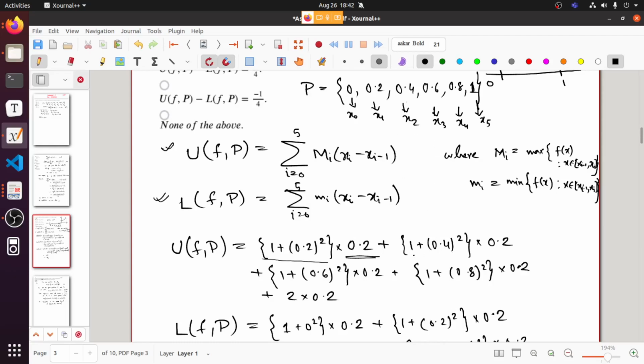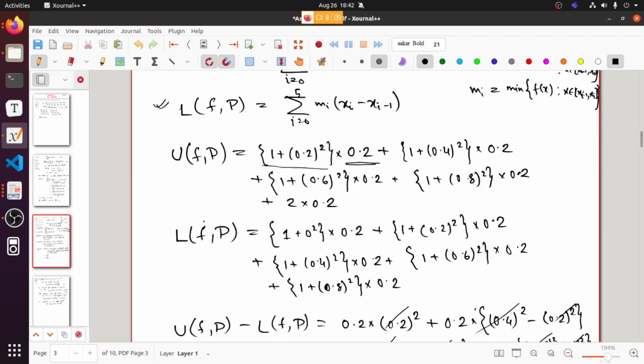and for the next interval 0.2 to 0.4, the function value will be 1 plus 0.4 whole square. The length of the subinterval again will be 0.2. So on, just write it down: 1 plus 0.6 whole square into 0.2 plus 1 plus 0.8 whole square into 0.2, and at last it will be 2 into 0.2. Okay. Similarly calculate the LFP.